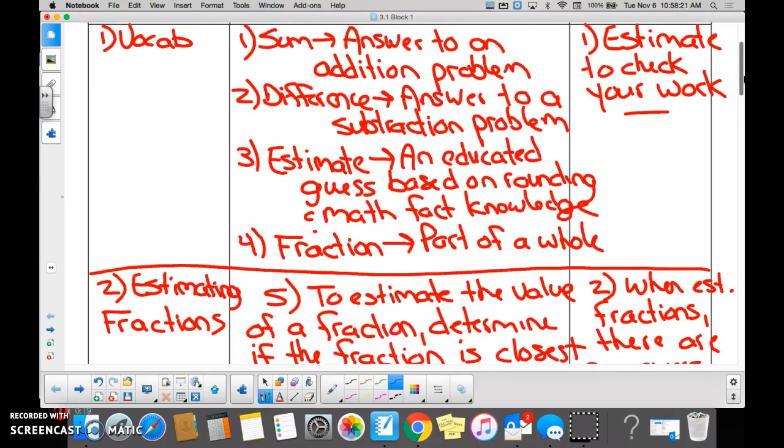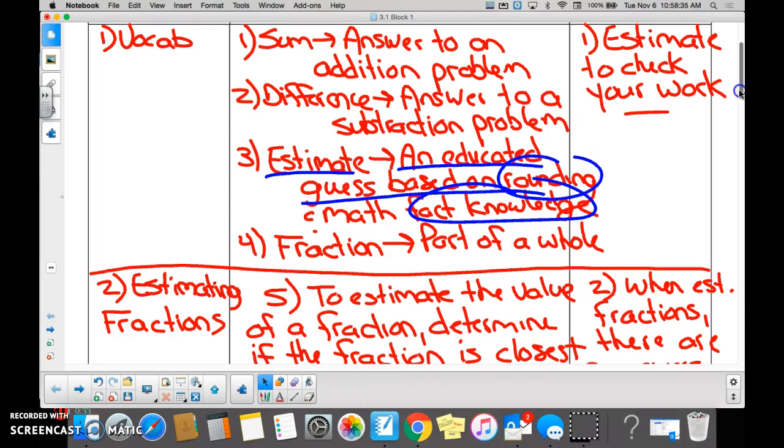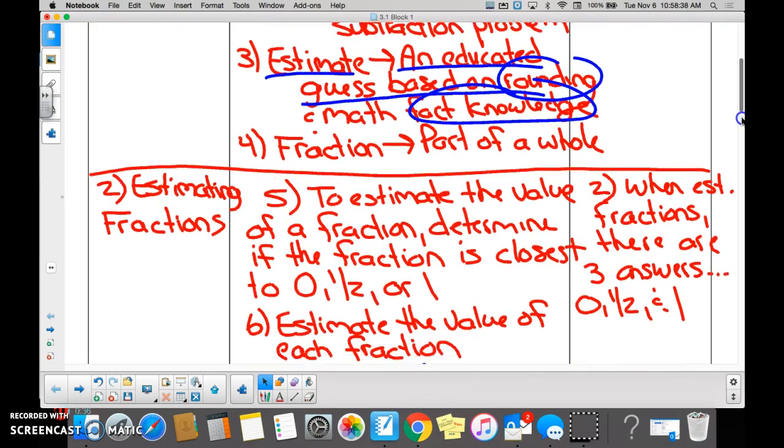Focus here is on the word estimate. This is kind of our own made up definition, but an estimate is an educated guess based on 2 things: 1, rounding, and 2, basic fact knowledge. So using rounding and basic fact knowledge, we started estimating fractions.